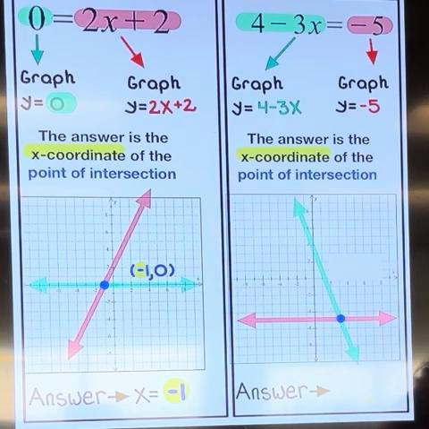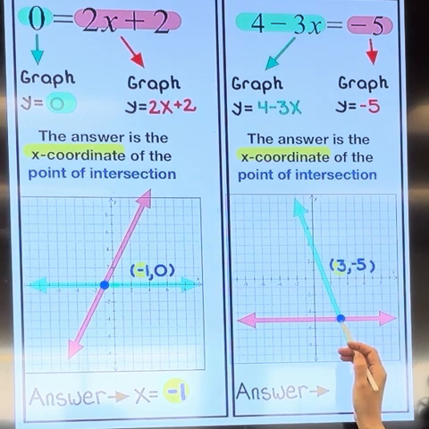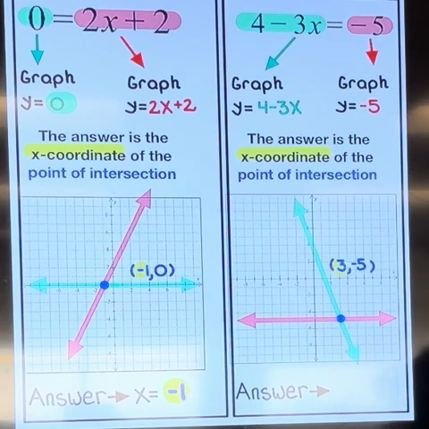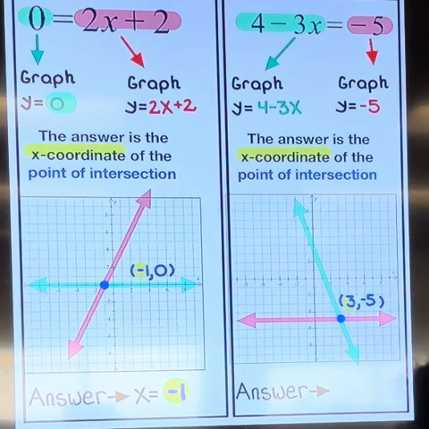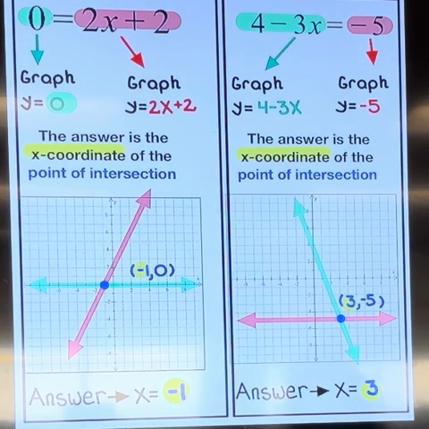Once I've drawn both of the lines, the point of intersection where these two cross is going to be located at (3, -5). And the solution to the original equation is the x-coordinate of this point of intersection. And so that is x equals 3.